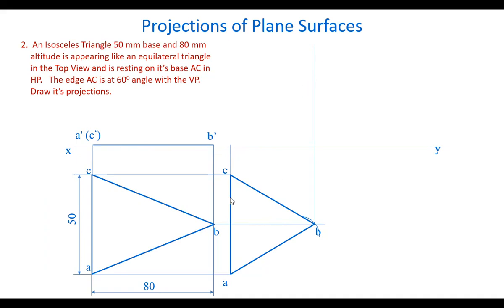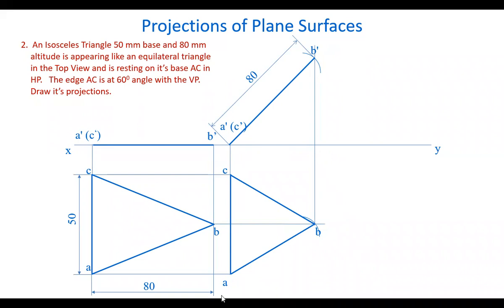But where? We have drawn AC on the horizontal plane, assuming that the point B is moved upwards. Even when it is moved upwards, its front view and top view must lie on the same projector. So from B dash, we draw a projector here. On this projector, from the points A dash, C dash, we draw an arc with 80 mm radius, and this point is marked as B. So this is the front view. Now you can measure this angle, the angle of surface inclination with the HP, at which this isosceles triangle is appearing like an equilateral triangle.